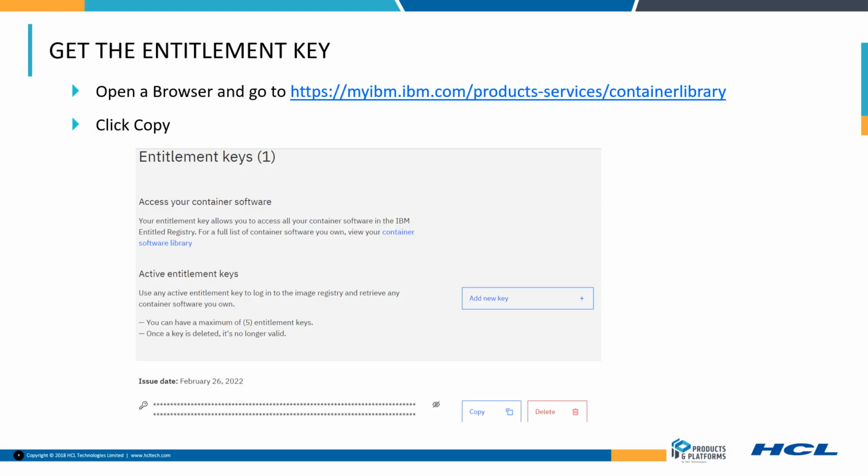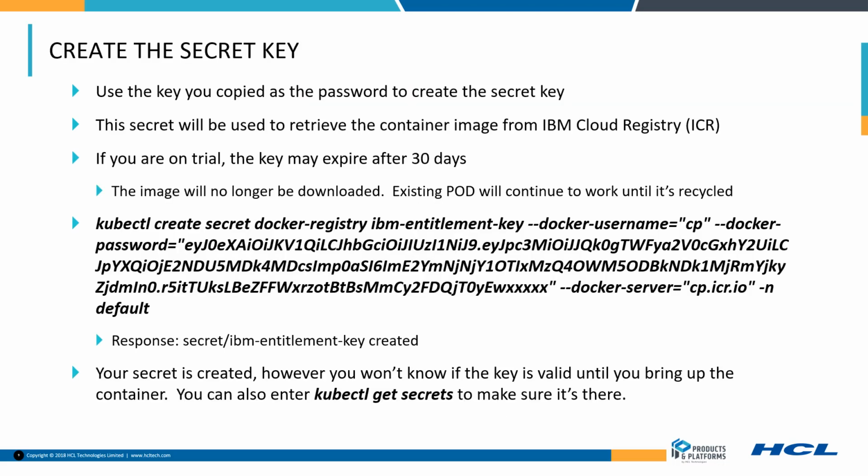In order to access the container image in the IBM Cloud Registry, you must obtain the entitlement key. Log into this link to get a key. When the key appears, click copy and put the content in memory. The key is to be used to create a Kubernetes secret to access the container image in the Cloud Registry.